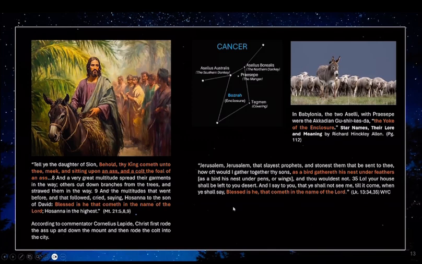So all these connections with the wings and under the feathers and enclosure. And when he came into Jerusalem, he came with two donkeys, and then he parallels this with his second coming when he comes again. It's all beginning to tie together.